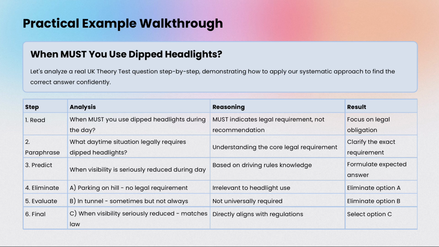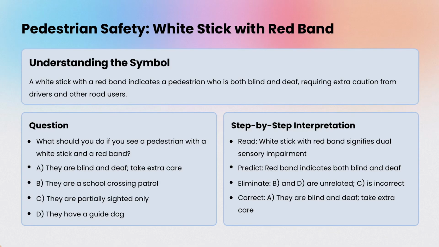Let's look at another example. Example 2. What should you do if you see a pedestrian with a white stick and a red band? A, they are blind and deaf. Take extra care. B, they are a school crossing patrol. C, they are partially sighted only. Or D, they have a guide dog.